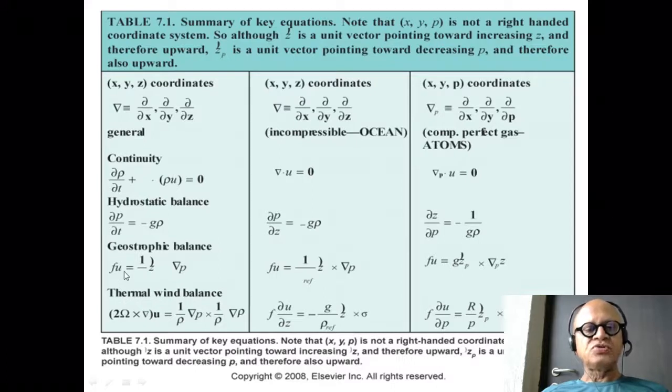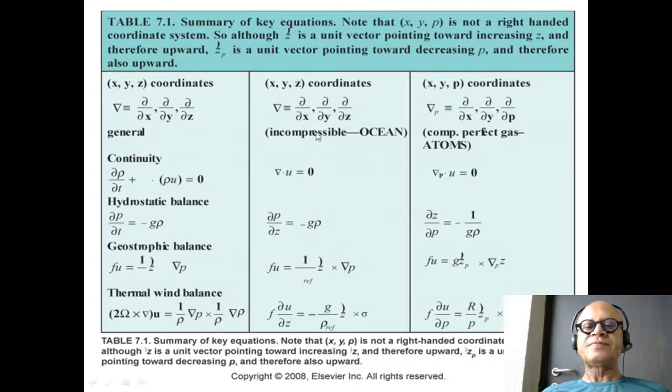Wow, maybe I shouldn't do this at all. Okay, f z hat cross u is minus grad z. Jeez. Okay, maybe I didn't see these mistakes in my version of the book, but this PowerPoint has somehow got things completely screwed up. Nonetheless, the thermal wind balance was 2 omega cross gradient of u. If this is the general form, equal to 1 over rho grad p cross 1 over rho grad rho. This is the baroclinicity vector, baroclinic vector that we talked about.